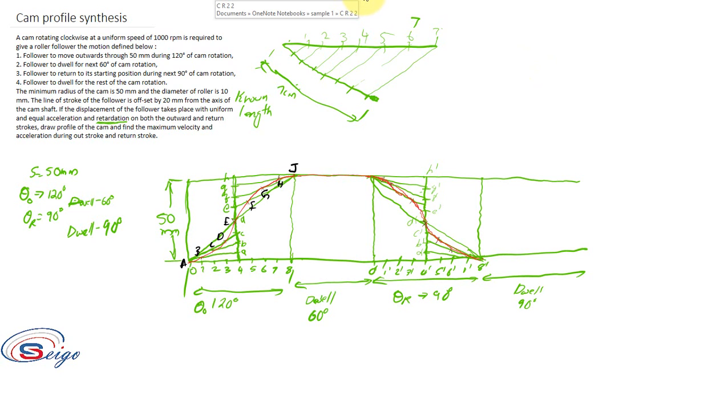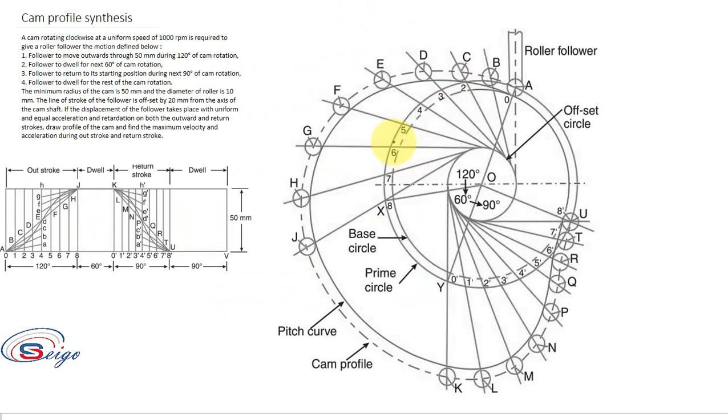So now let us move to the synthesis of the cam profile. So here also you have to first draw the base circle. So here the minimum radius of the cam is 50 mm. So that is the radius of the base circle. So this is the radius of the base circle. So from that you have to draw the base circle.